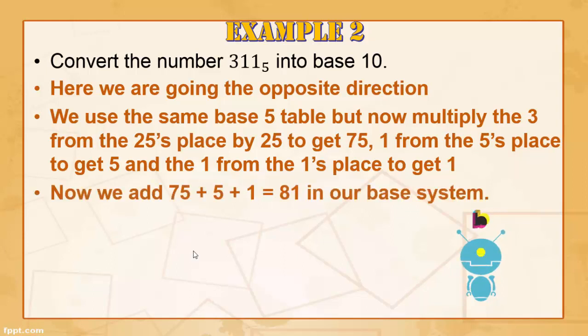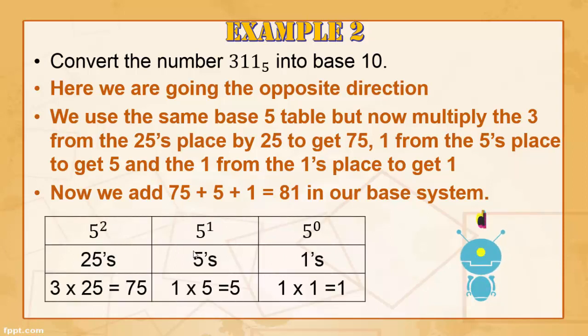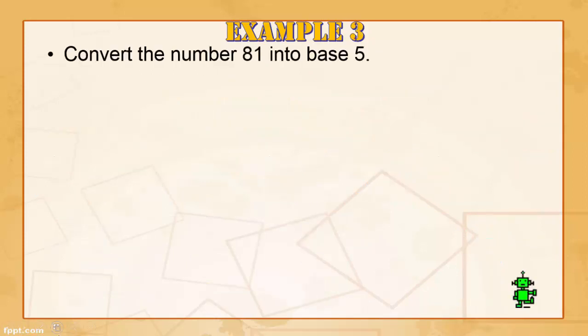So now we add 75 plus 5 plus 1 to get 81 in our base system. So here's the table in summary, and this is just a summary of what I just did on the whiteboard in much greater detail. In example number 3, we're asked to convert the number 81 into base 5.